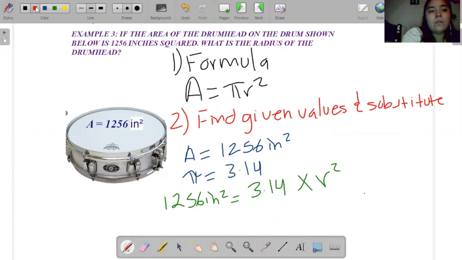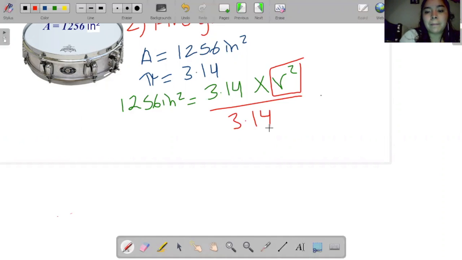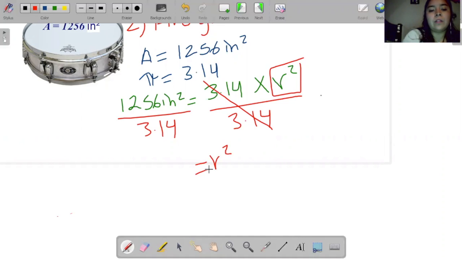So how can we get rid of the 3.14 and leave the r by itself? Let's take a look. We know here we're multiplying 3.14 times r squared. So what's the opposite of multiplication? The opposite of multiplication is division. So we're going to divide by 3.14. This cancels out, and we're only left with r squared is equal to... If we divide 1,256 inches square by 3.14, we're going to get 400 inches square.